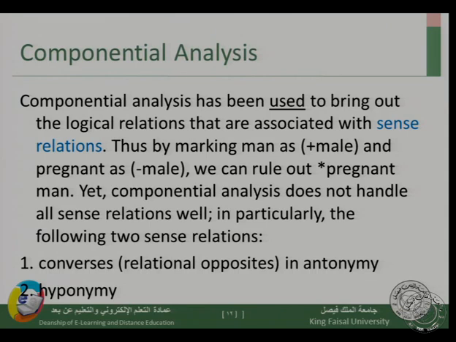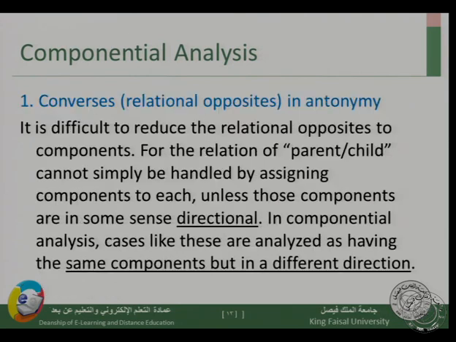However, it doesn't handle all sense relations very well, and in particular the following two sense relations, which include converses and hyponymy. Of course, when we say converses, we're talking about the relation opposites in antonymy. So these two cases of sense relations, we really can't handle them very well using componential analysis, and sometimes it will actually be more ambiguous when we try to use componential analysis. It will not be a really good way to analyze these two cases. Let's look at each of these cases and see why componential analysis doesn't really serve us very well when we try to apply it to these two.